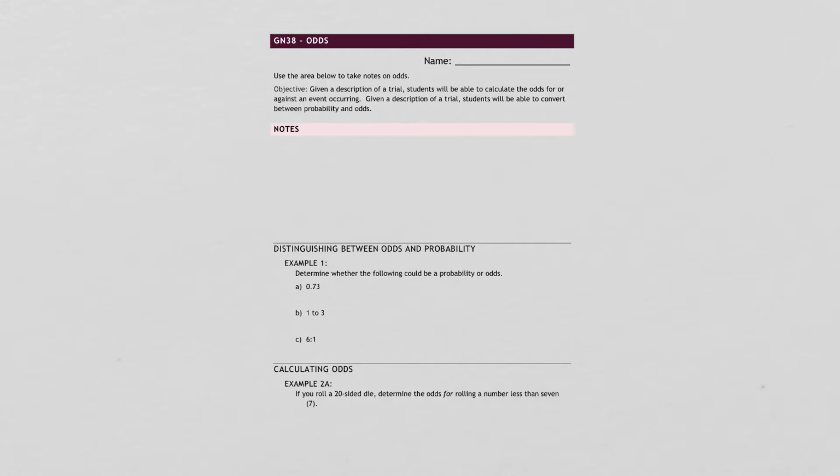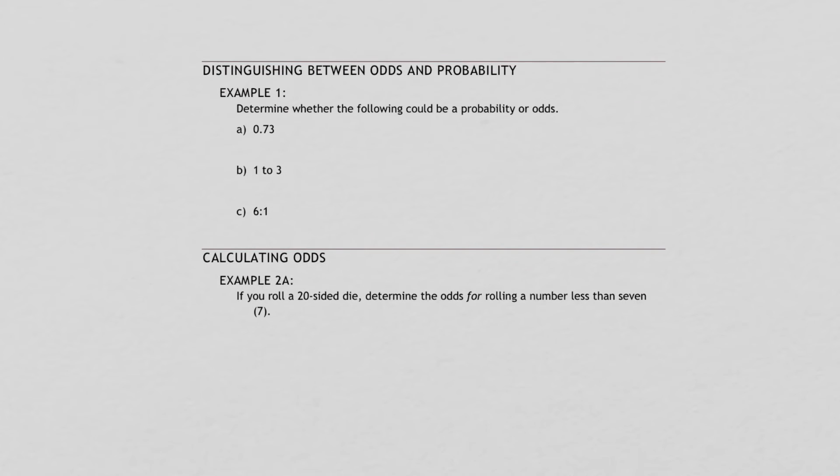Next in our probability chapter, we're going to talk about odds. So first of all, how do we distinguish between odds and probability? Well, a probability is going to be a percent or a decimal between 0 and 1. So in this first one, 0.73, that would be probability.